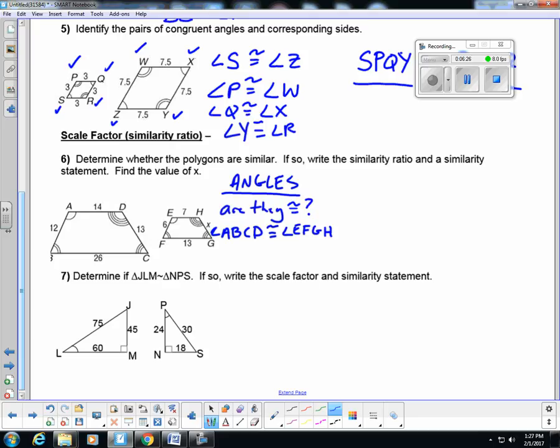And then from there, now we are going to move on to the sides. And what I have to check for is, are the sides proportional?